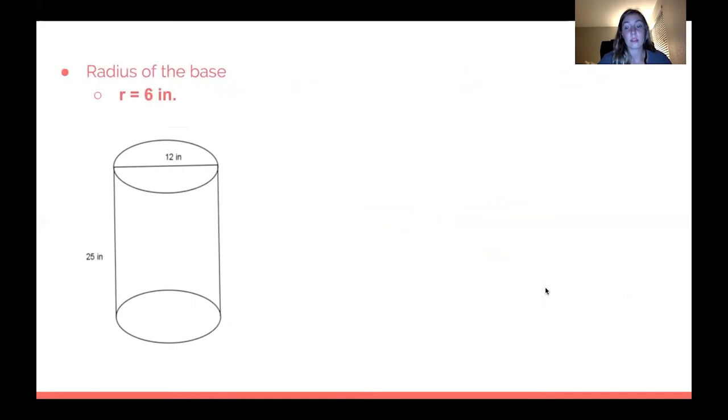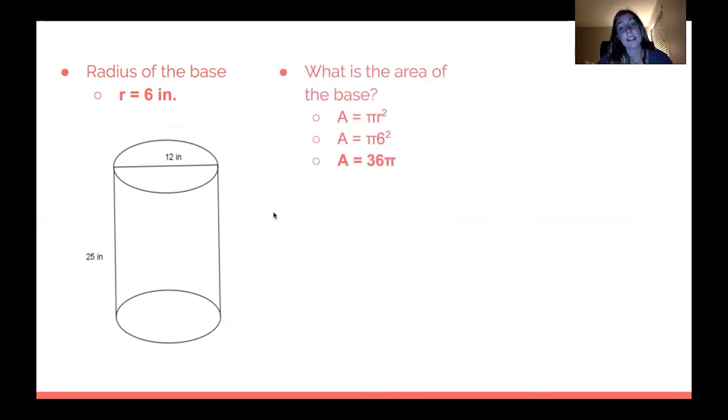I'm gonna move myself over here. Okay, so the radius of the base is 6. Our diameter is 12. Diameter cut in half is 6. The area of the base is pi r squared, so pi times 6 squared. 6 squared is 36. And 36 pi is the area of the base.